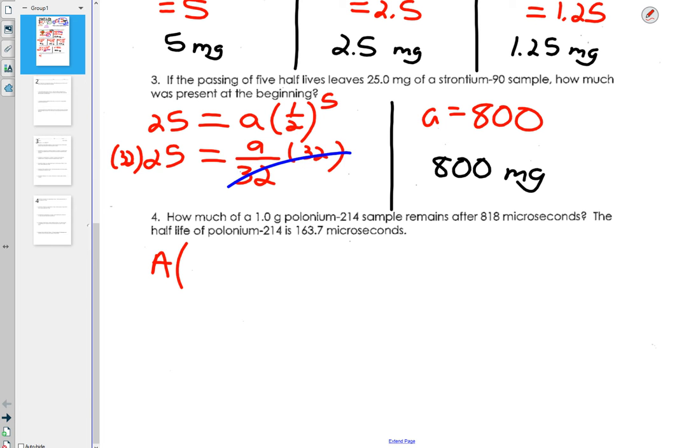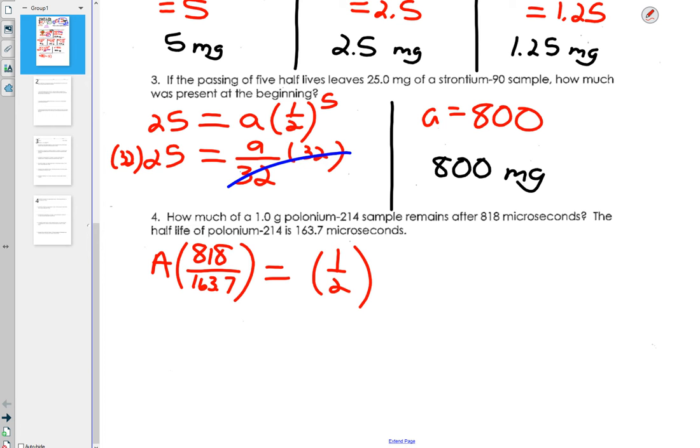Divide total time by half-life, which is 818 divided by 163.7. That is going to be equal to, what's the original amount? 1. And that 1 is being multiplied. What's anything times 1? Itself. So if you want to write 1 times 1/2, be my guest. I like to live dangerously. I would just write the 1, but I'm not gonna write the 1. I believe in you. You guys know that the 1 doesn't need to be there.